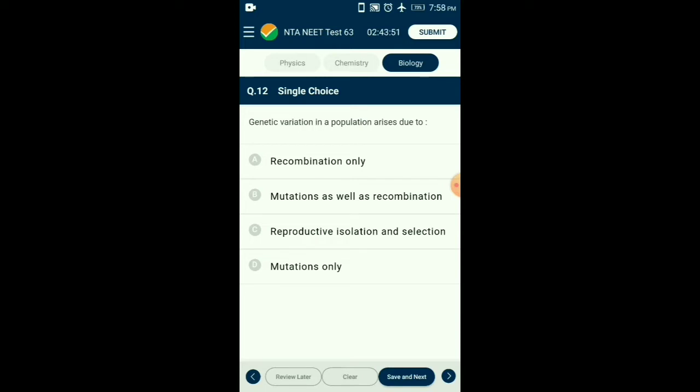In a population, the discontinuous source of genetic variation is mutation, which occurs randomly, and the continuous source of genetic variation is recombination or crossing over, which occurs during gamete formation in meiosis. So the answer for this question is option B. Mutations as well as recombinations.